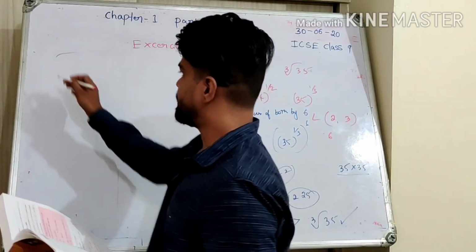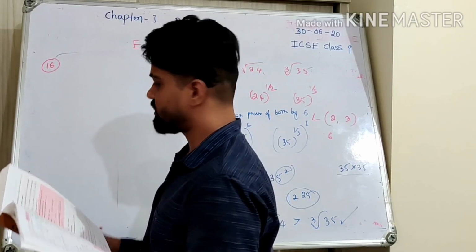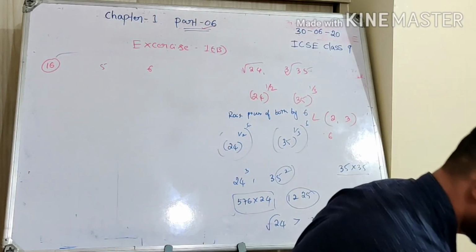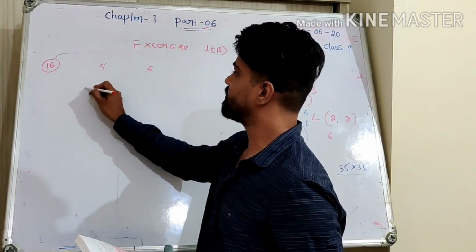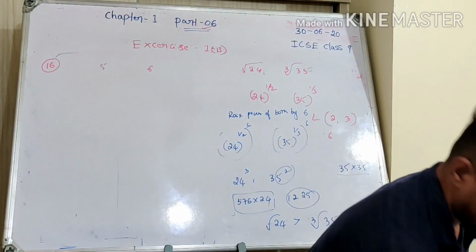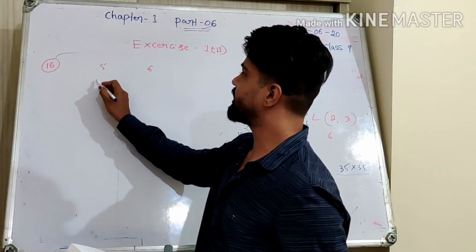Sixteenth question says, insert two irrational numbers between 5 and 6. Between 5 and 6, we need to insert two irrational numbers. So that means we square them first. It's better to square them and see the square root. That will be better, because for an irrational number we need to have a square root in it. Better, no?